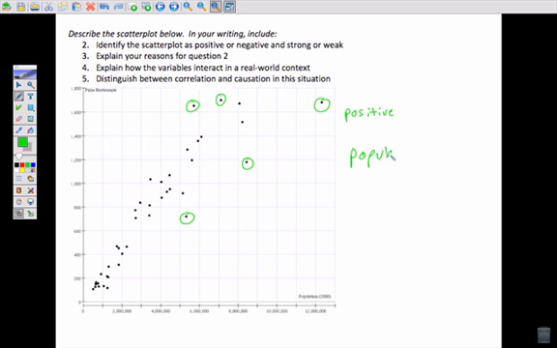But as population increases, restaurants increase.